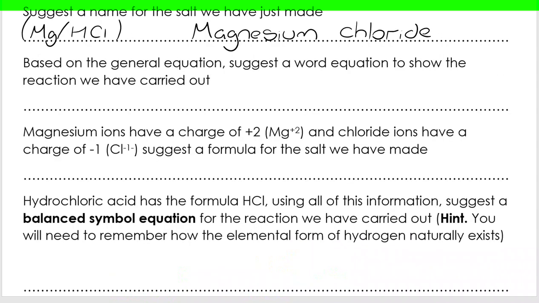So let's have a think. The name of the salt that we've just made, in the method that we went through, had magnesium with hydrochloric acid. So we've made magnesium chloride. Have a go at the rest of the questions here.